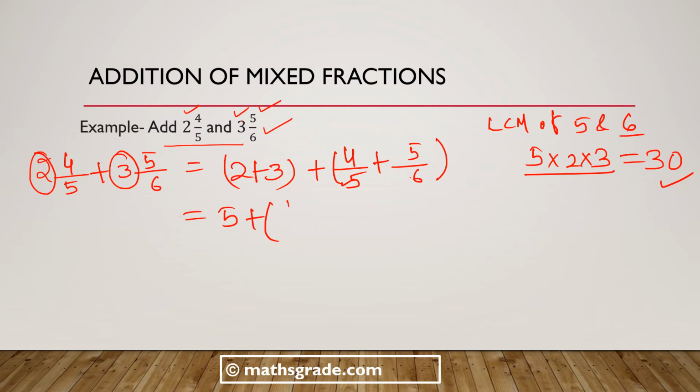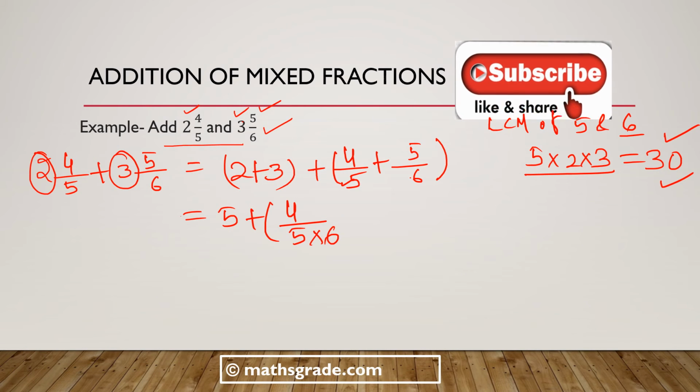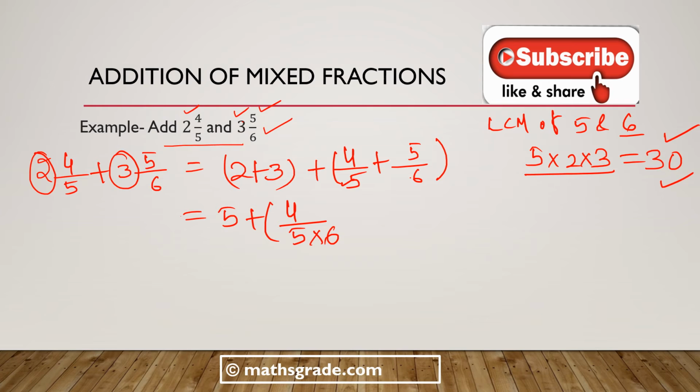In the first fraction, 4 divided by 5, what number do you multiply the denominator 5 by to get 30? In the table of 5, we know 5 multiplied by 6 is 30. So we have to multiply the number 6 in the denominator, and that same number 6 we have to multiply in the numerator. That is 4 multiplied by 6 divided by 5 multiplied by 6.